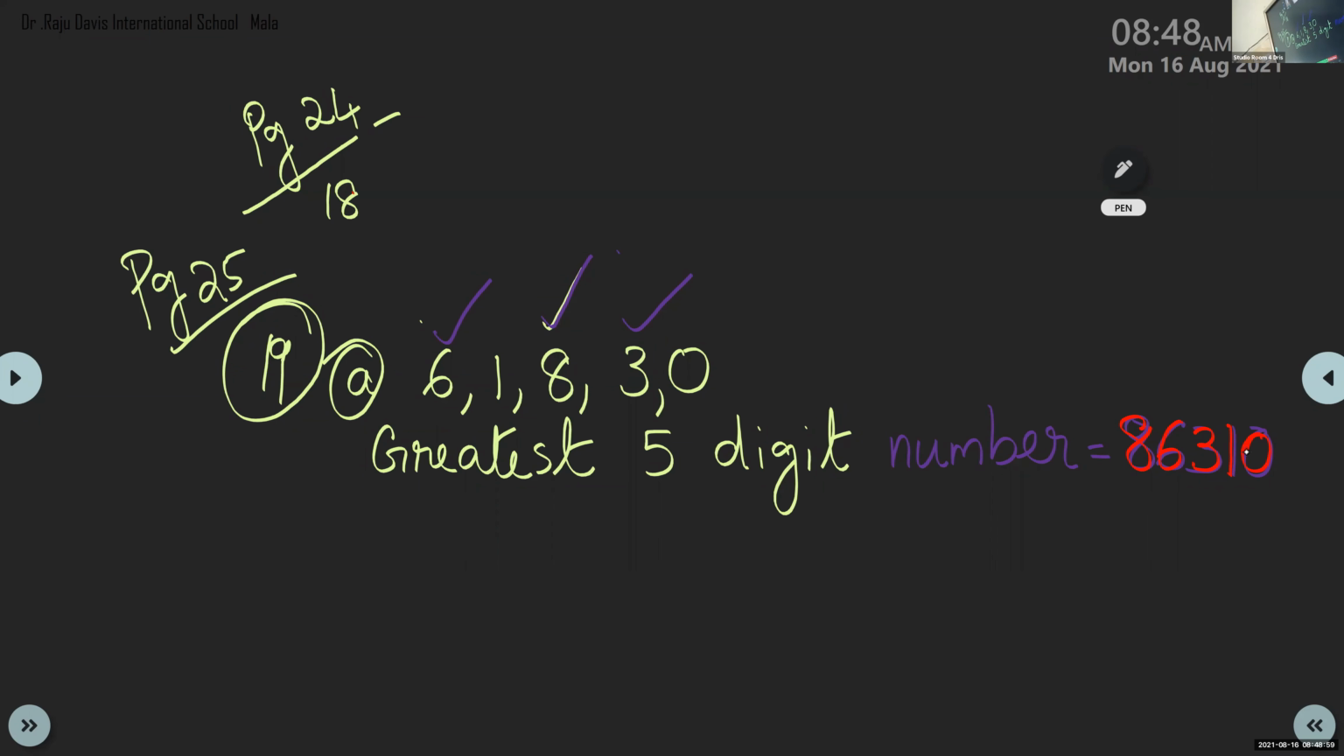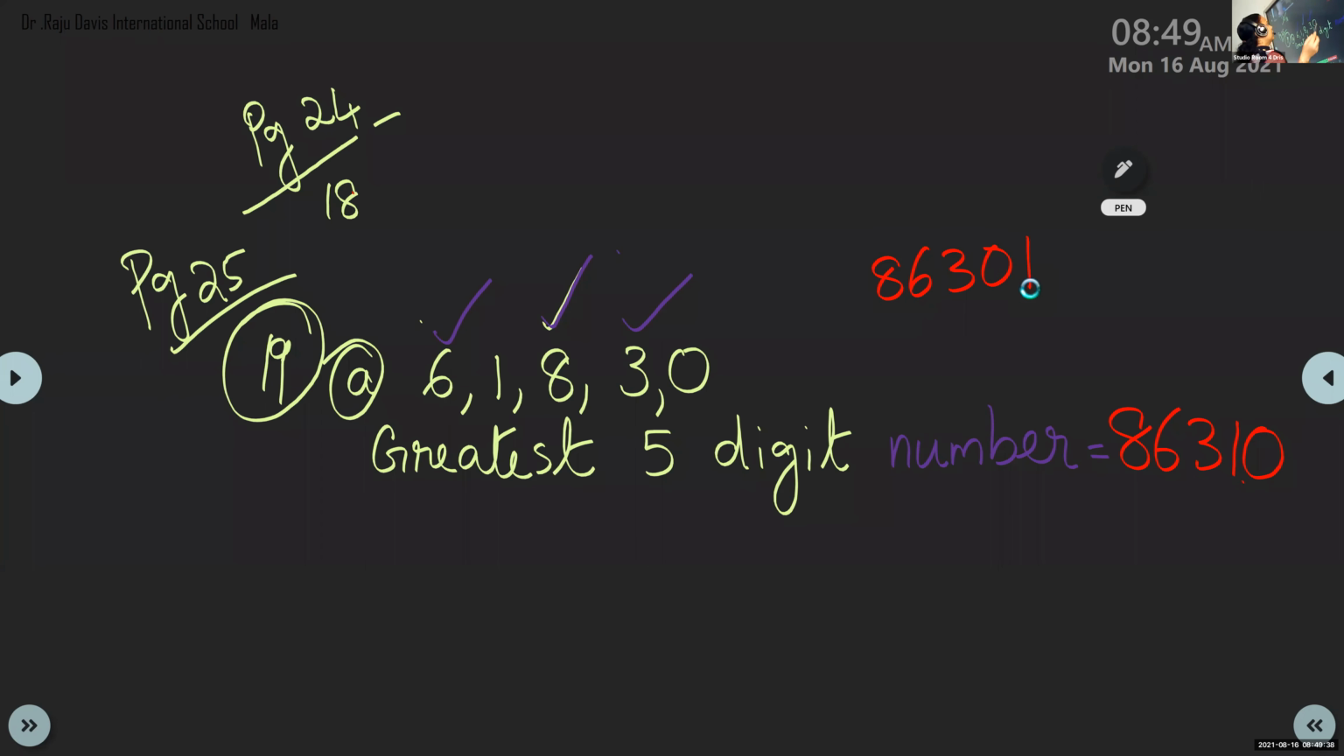Can you see the board? I have written here. Can you see the board? 86,300. Yes, children, can you read the number? 86,310. So, children, can you see the color? If I'm writing on the board, is the number clear? Yes, ma'am. Okay. So, I will write it again here. 86310. How to read this number? 86,310.